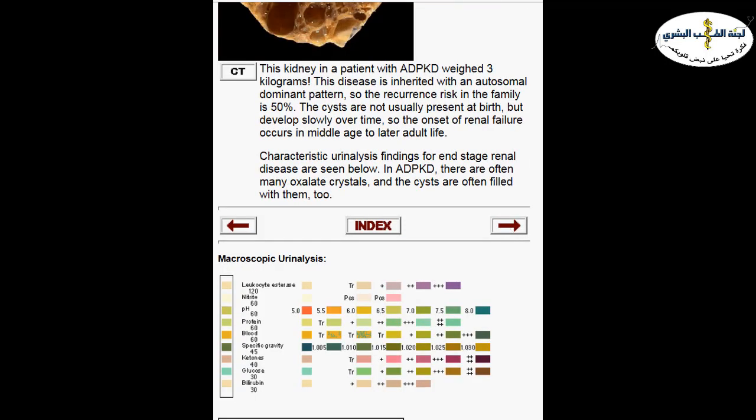But if you do a kidney function test, the functions will be abnormal. The urea will be high, the creatinine will be high, and if you check their blood pressure, it will be high. So the kidney function test is actually abnormal.